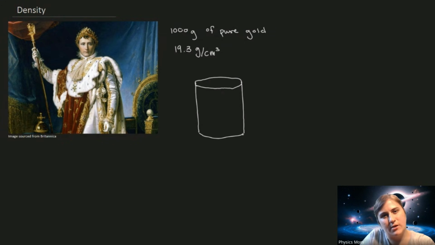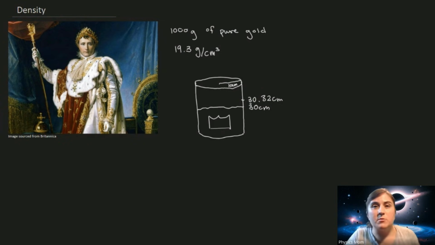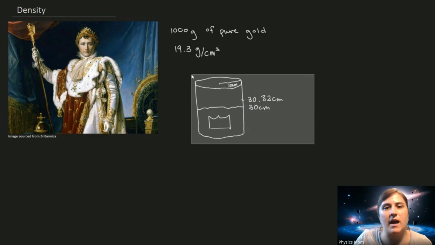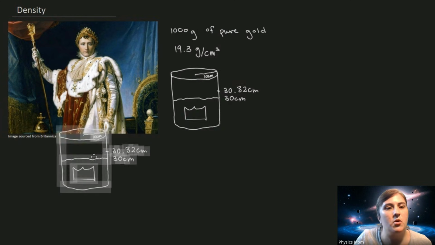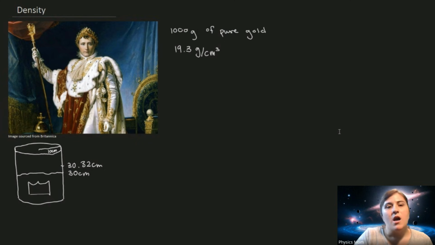Here's our cylinder jar that has a radius of 10 centimeters. And we'll say that the water is sitting without the crown in it at a height of 30 centimeters. All right. And when he places the crown, I'm so good at drawing crowns, in the water, it increases the height to 30.32 centimeters. And using what we know about density, we're going to calculate if that means that the crown is pure gold. So I'm going to move our image down there.